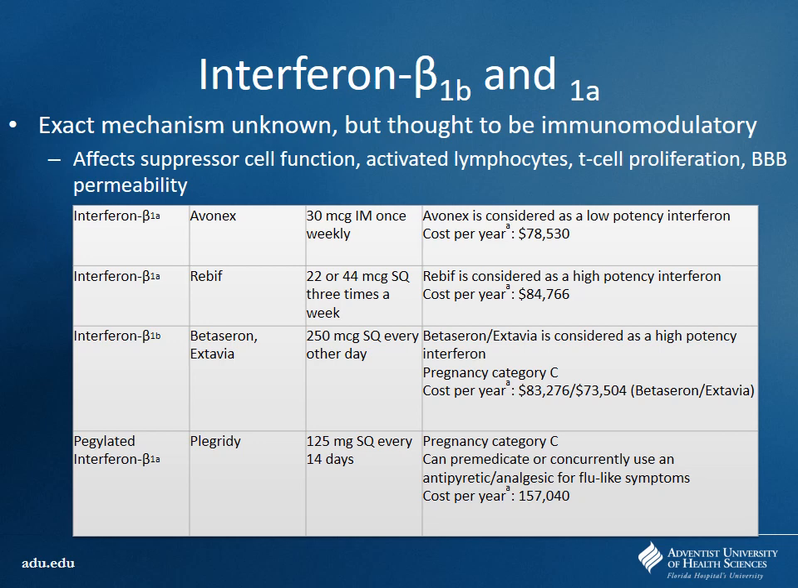front of the window. Anyway, so this is going to be helping with things like suppressor cell function, activated lymphocytes. Also helps with some of that T cell proliferation, if they help to kind of limit that, and also that blood-brain barrier permeability. The more permeable the blood-brain barrier is going to be, the easier it is for a lot of immune cells to cross that. If we can try to prevent that as much as we can, that's going to be better for those kind of inflammatory reactions against the myelin sheath itself.